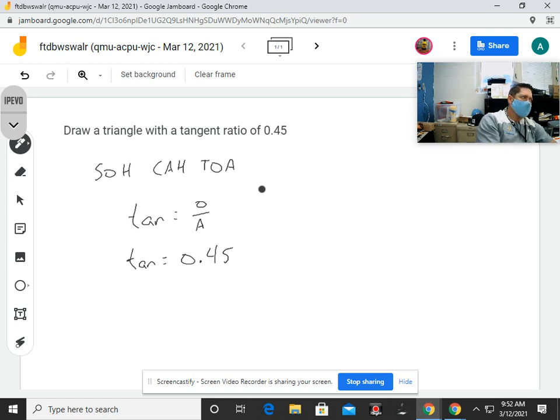But I think over 100 or over 10, it depends on which way you do it. It's 45 over 100 or it's 4.5 over 10.